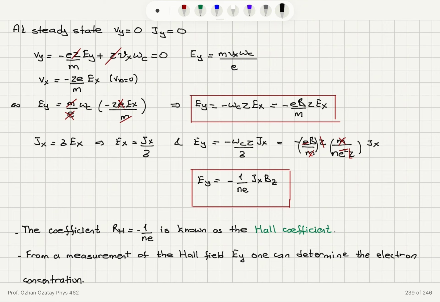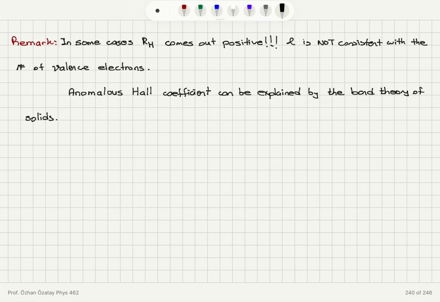Normally we assume for metals it's going to be electrons, but sometimes we find that this Hall coefficient is positive and is not consistent with the conduction electron density in some metals and semiconductors. This can only be explained by the nearly free electron model, which is the band theory of solids. That's what we will discuss next.